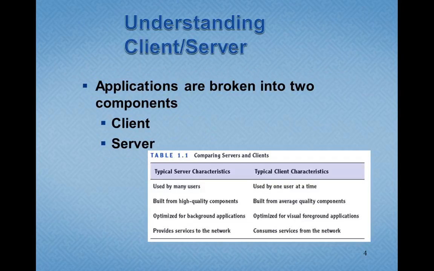Applications are broken into two different components. They are client and server. This term became very popular back in the 80s because it indicates that the application is broken into two components. A client component is a computing device or an application that consumes services, and then the server, of course, is providing those services.